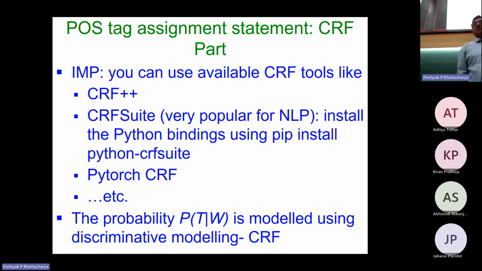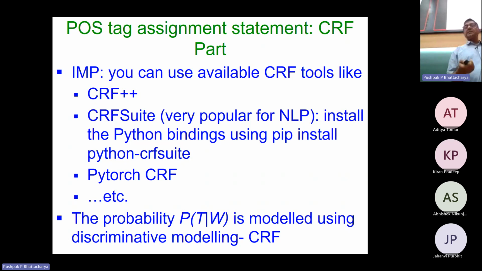So do look at these tools: CRF++, CRF Suite, CRF Torch, PyTorch CRF, and there are others also. sklearn also has a CRF platform. The probability P(T given W) is modeled using discriminative modeling, which is CRF. We covered discriminative modeling in the last class, which is supported by beam search. So you can use either beam search or Viterbi to find the best possible path.